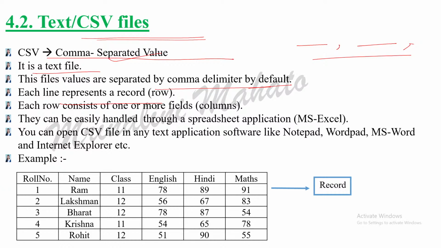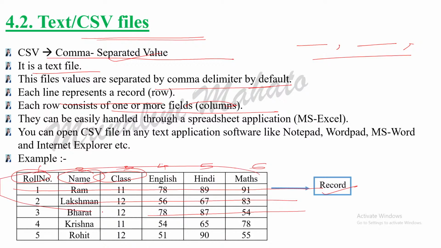You can see this is the example. Okay, this is the record, each line. First line, second line, third line, each line represents a record, means row. Each row consists of one or more fields. Field means column. So in this CSV file we have 6 columns, and how many rows are there? 5 rows. Heading you will not count. So 6 columns plus 5 rows.